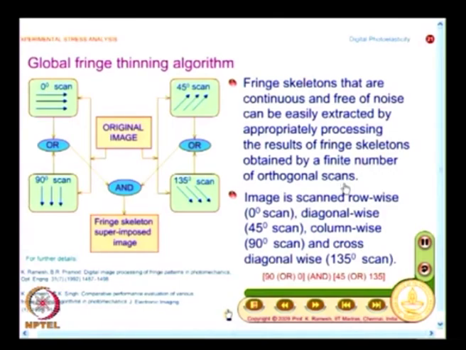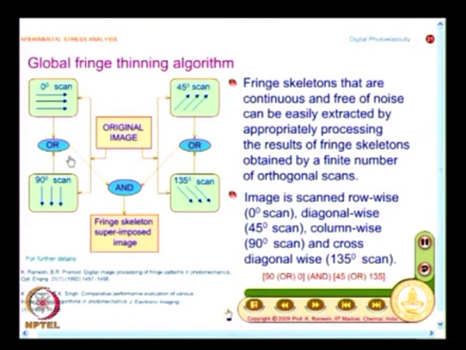There is no iteration involved, and in this case we use only 4 scans. I have 0 degree scan, 45 degree scan and 90 degree scan, and finally 135 degree scan. And if you really look at them, they are essentially orthogonal scans. I have a 0 degree scan and 90 degree scan, and what we found was when you do a 0 degree scan, it identifies fringe areas as well as gives you noise. And if you look at 90 degree scan, it identifies some fringe skeletons and also noise.